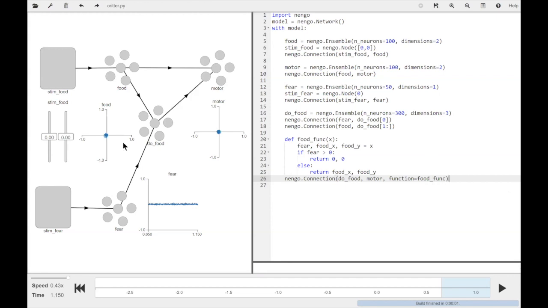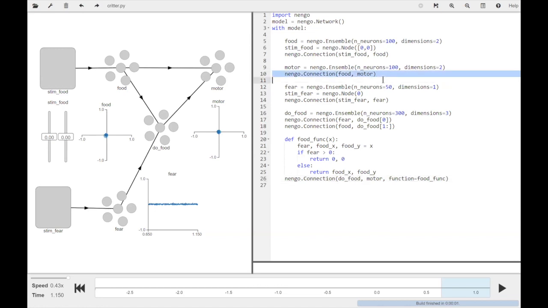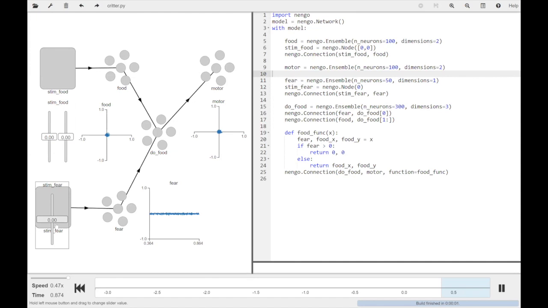This is also a situation where having the graphical display is helpful, because this is now indicating to me, oh, right, I've left in this connection here from food to motor. We don't want that anymore, so I'm going to go ahead and remove that one. All right, so let's make it not afraid. Now there's food over there, and it heads off in that direction as before. Food over there, heads off in that direction. Food up there, yay, everything's all good. And now let's scare it.